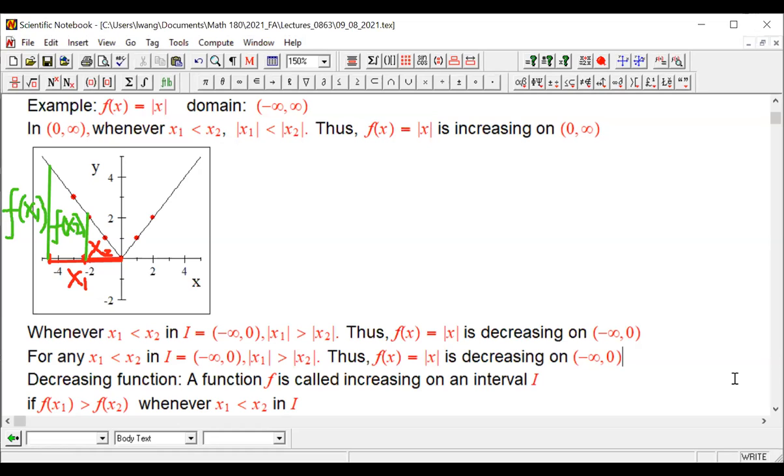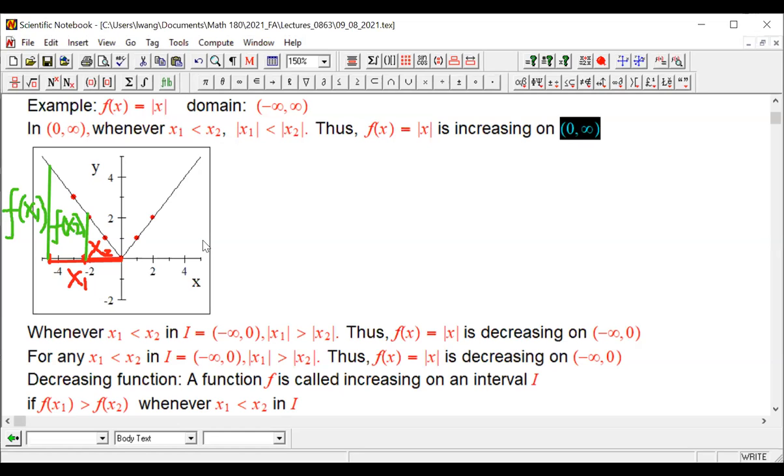Now the question is, what is the opposite of it? So in summary, for this particular function, we have the absolute value of x here. And you can see on part of the domain from 0 to infinity, that's increasing. On the other side of the domain from negative infinity to 0, it's decreasing. So that's how we describe increasing, decreasing.